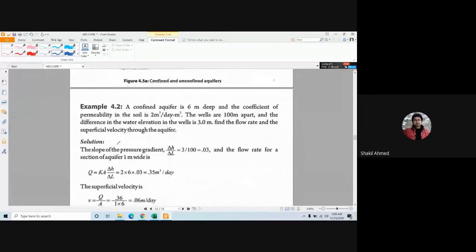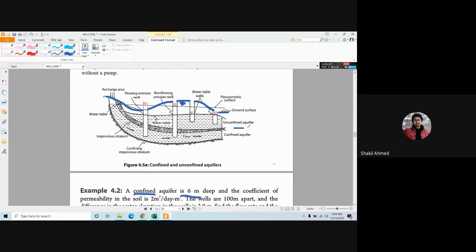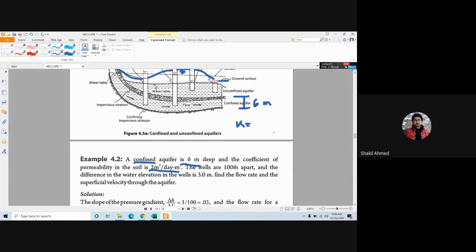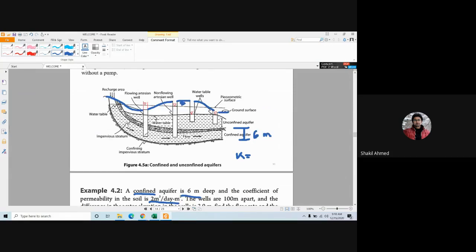Now here is a problem. It's talking about a confined aquifer that is 6 meter deep. That means this is 6 meter, and the coefficient of permeability in the soil is 2 meter cube per day per meter square. That means the value of K is given. The wells are 100 meter apart. That means you have two wells, this well and this well, and they are 100 meter apart. Both are in the confined aquifer.